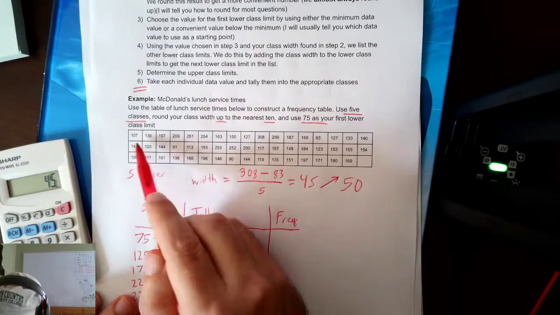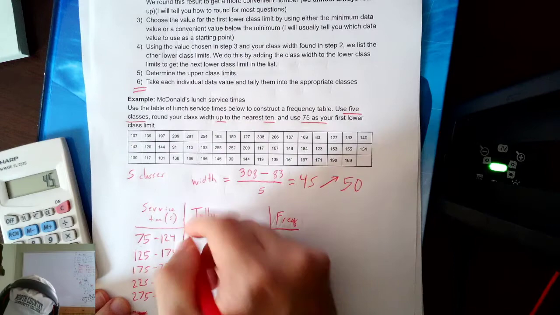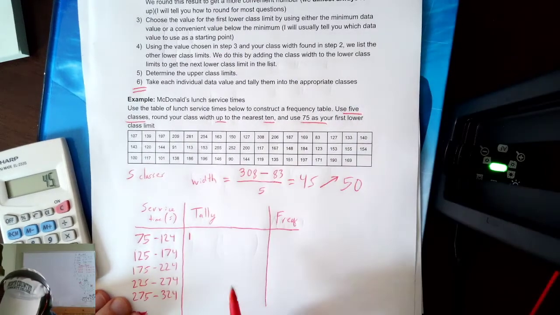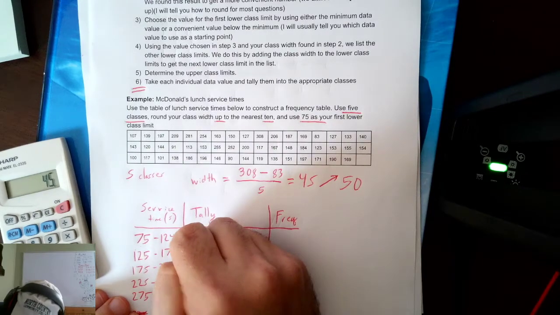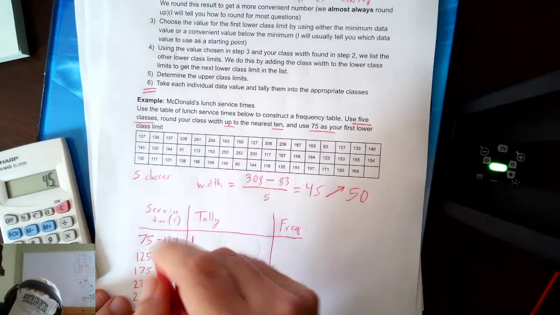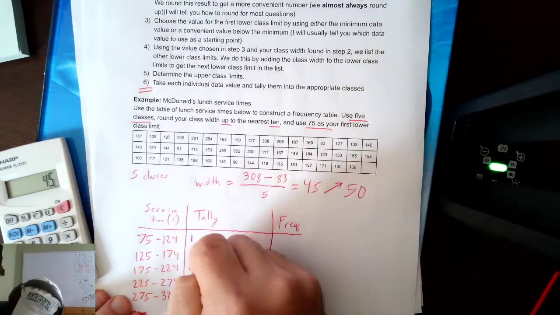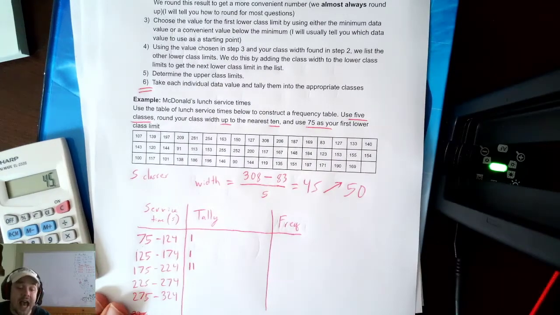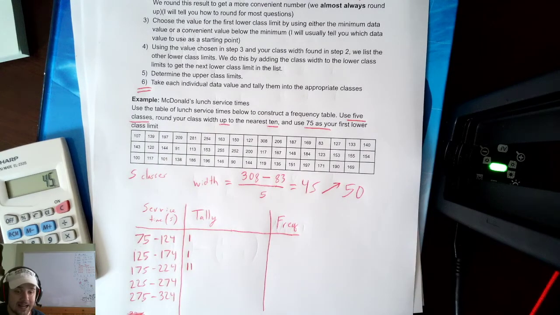Well, let's look at the first number in my table, which is 107. That falls in this first category, so I'm going to put a tally. Next is 139. That falls in the second category, right? It's between 125 and 174. 197 is in the third category. 209 is in the third, and so on and so forth. In the interest of time, so you're not just watching me tally things into boxes, I'm going to skip to the answers. I'm just going to put the correct number of tallies there.